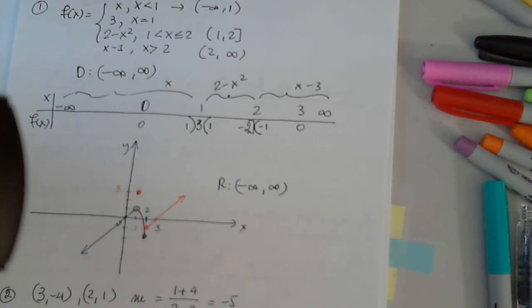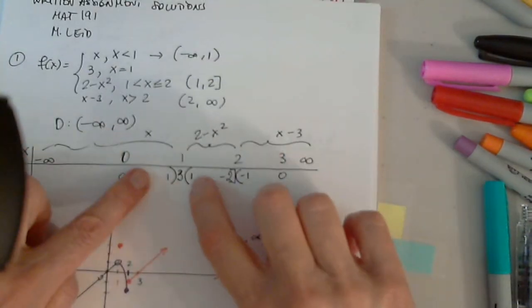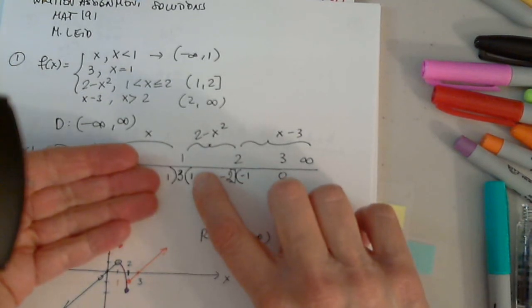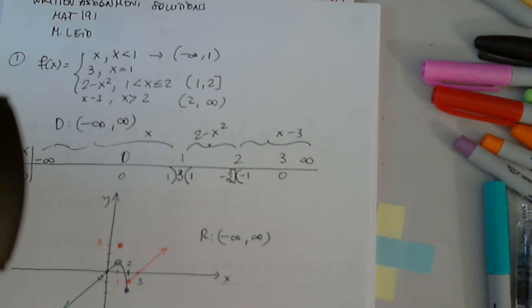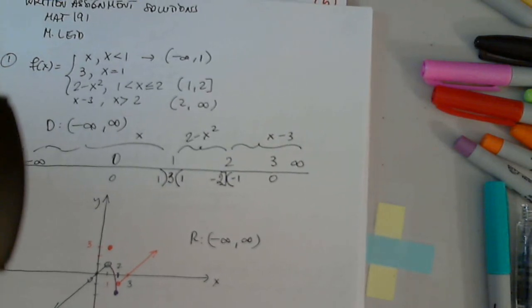That would be 0, wouldn't it? Absolutely. The limit from either side at 1. That would be 1. Excellent. You can also see it here very easily. The limit from the left is 1. The limit from the right is 1. How much is the function value at 1? 3. Very good.